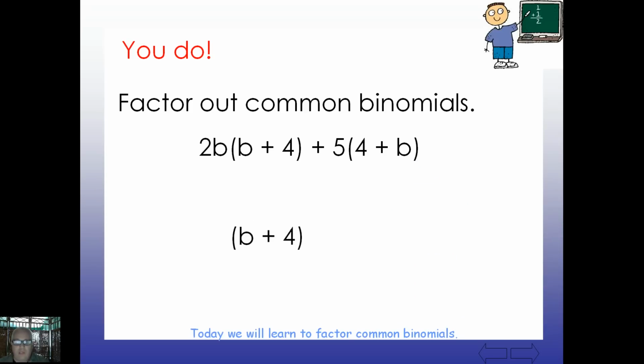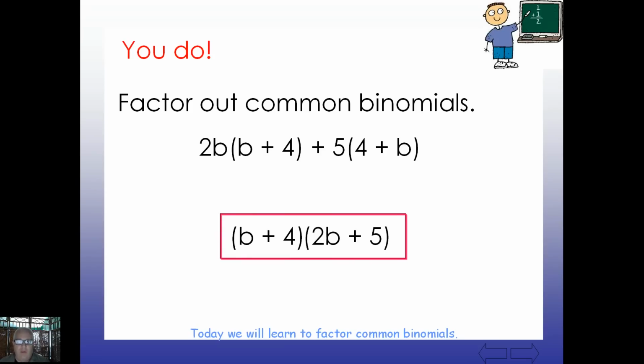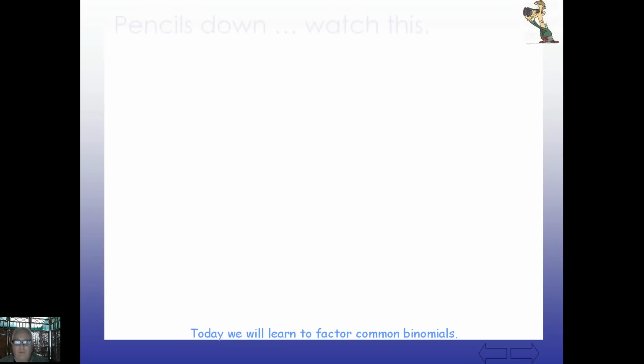So they'll kind of throw those at you a little bit and see if you're familiar with the foundation of understanding arithmetic, that you can switch addition. So b plus 4 gets pulled out, and you're left with 2b plus 5 left behind there. So that's your factored form right there.